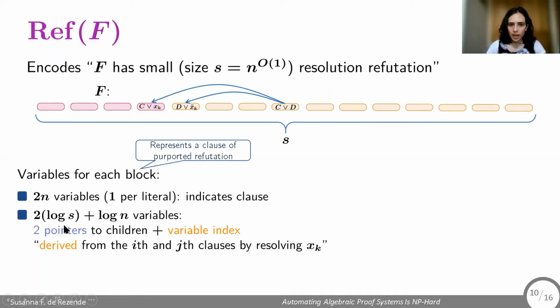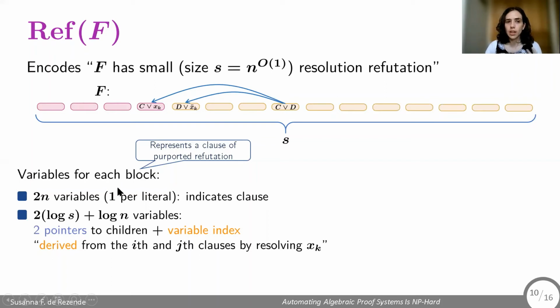Then we'll also have, for each derived clause, 2 pointers going backwards that represent the 2 clauses that are used to derive this clause. And we also have another pointer which says what is the variable being resolved. So which of the n variables is the one being resolved.